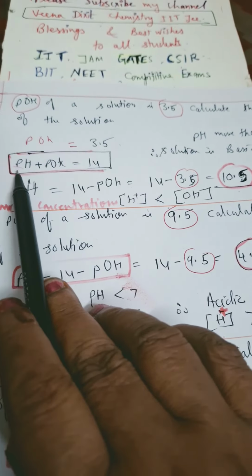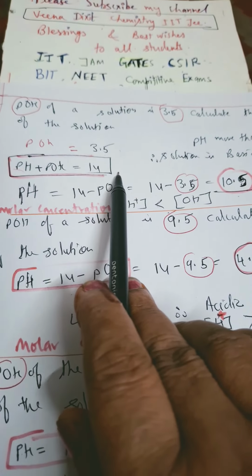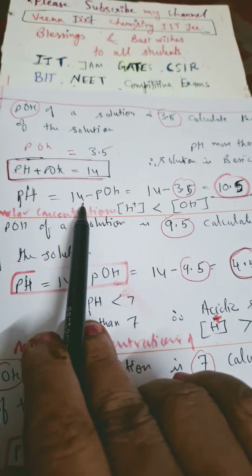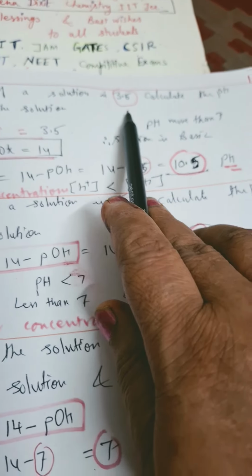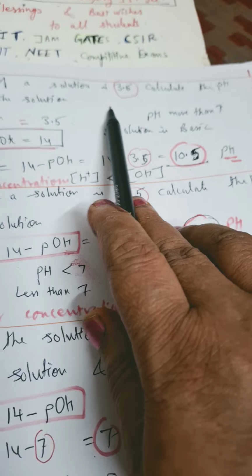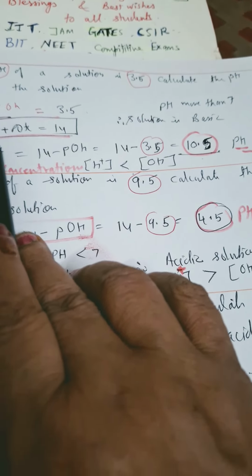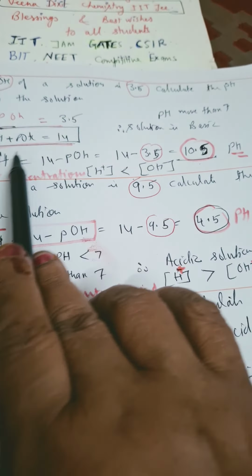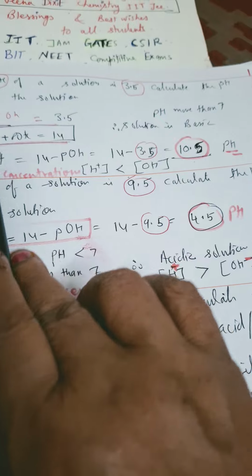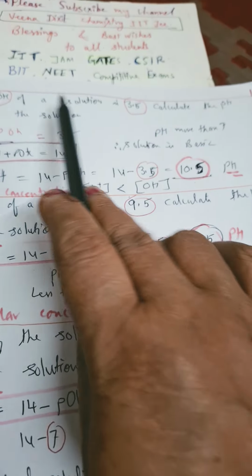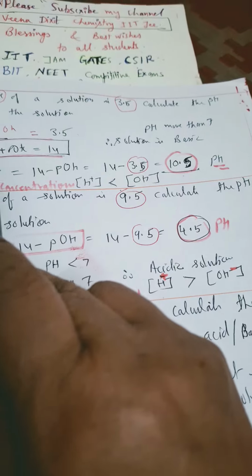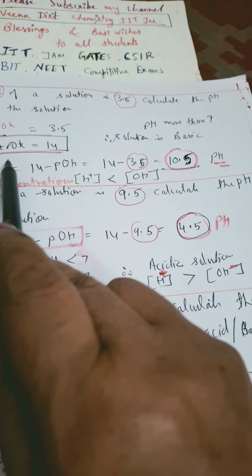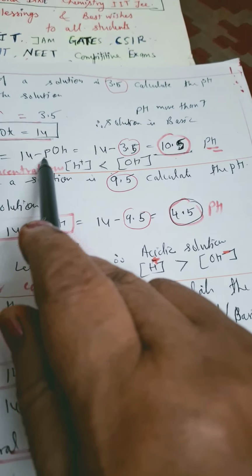Formula used everywhere: pH plus pOH is equal to 14, and pH is equal to 14 minus pOH. Very easy question. pOH of a solution is 3.5. Calculate the pH of the solution. So what you have to do? You have to write pH plus pOH is equal to 14. And so pH will be equal to 14 minus pOH, because pOH is given to us and they are asking pH. Okay, so we will keep pH first equal to 14 minus pOH.